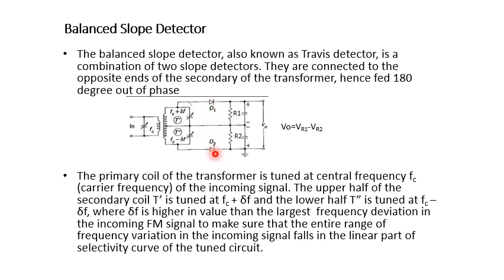Now D1 and D2 are the two diodes. R1 is the load resistor of the upper circuit and R2 is the load resistor of the lower circuit, that is of diode D2. The output voltage is V0, which is the difference of voltage across R1 and R2. VR1 is the voltage produced across resistor R1 and VR2 is the voltage produced across the resistor R2, and the output voltage is naturally VR1 minus VR2.